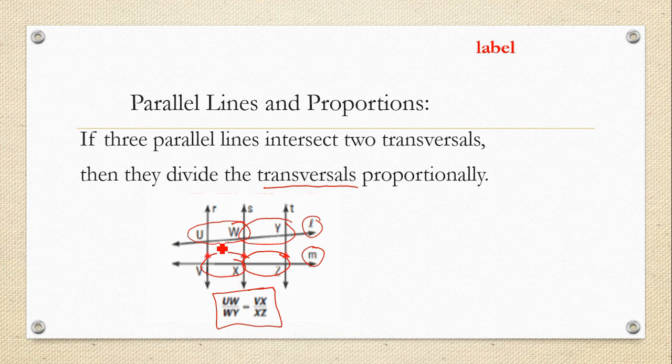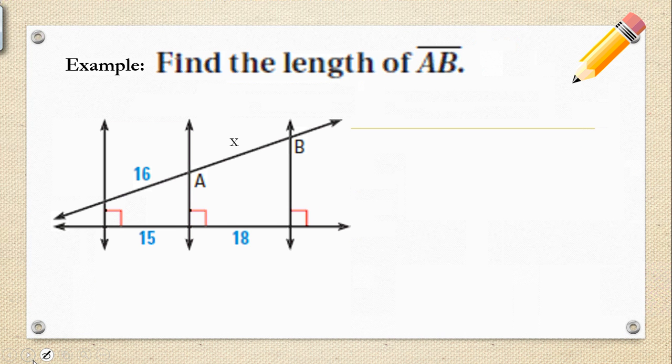Now notice those lengths are on the transversal, not the parallel portion, okay? There's nothing in here about UV, WX, or YZ because those may not have a proportional relationship. All right, let's take a look at an example you should get down into your notes then.